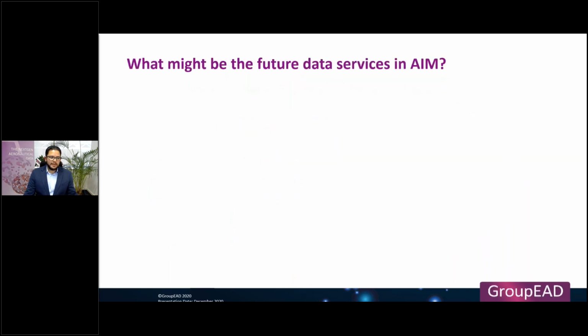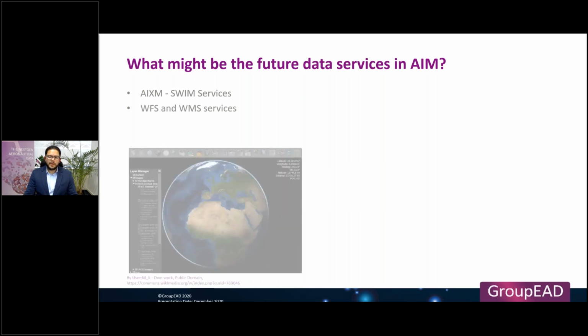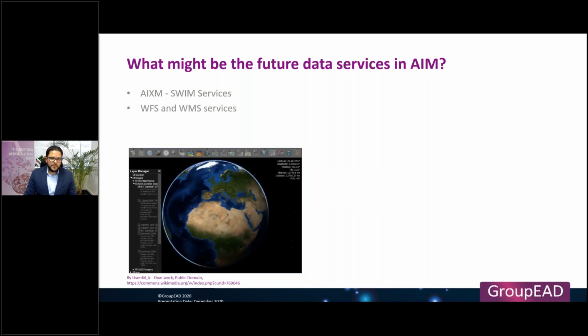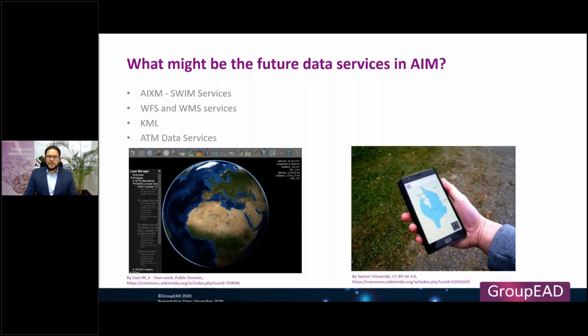So if we think about how the data services in AIM could be in the future, the easiest way to see it is actually with AIXM SWIM services, yeah? But remember that the data may be transformed in different ways, and AIXM is not the only format. We could have several more, like for instance web feature services or web map services or even KML or even ATM data services. Once we have the data, we can transform it and offer it in several ways.